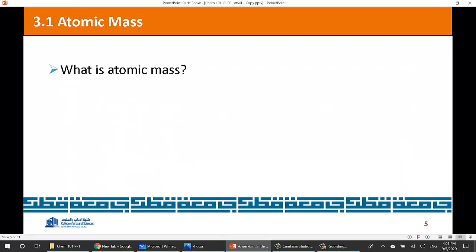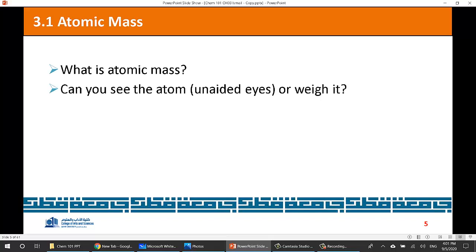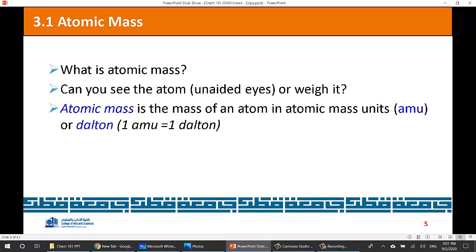So what is the atomic mass? Can we weigh an atom? It's not practical to weigh an atom. The atom is too small, so you cannot put it on a balance or scale. You can't even see it. So the idea of atomic mass came from a definition that scientists agreed on, that one atomic mass unit, or one AMU, is the mass of one atom of carbon.